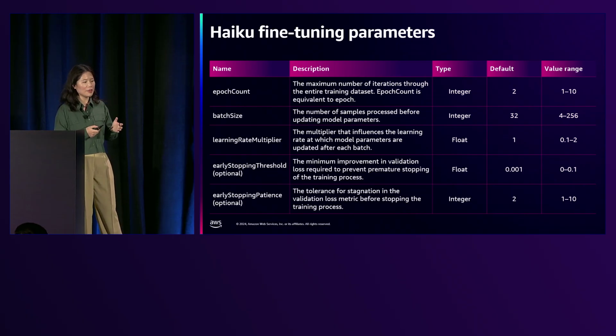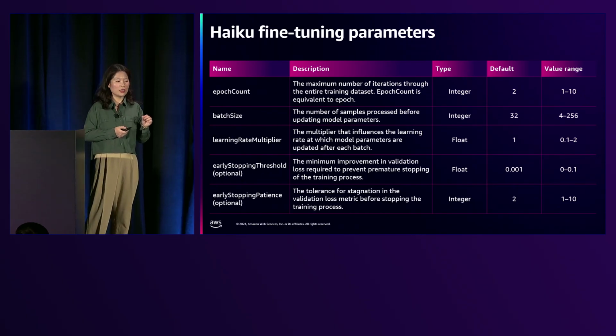And the second parameter is the batch size. The batch size is the number of samples processed before updating the model parameters. And this batch size is highly relevant to your number of training records. On the next slide, I'm going to talk about that in more detail, but please keep it in mind: this one is highly relevant to the number of training records you have prepared. The third one is the learning rate parameter.